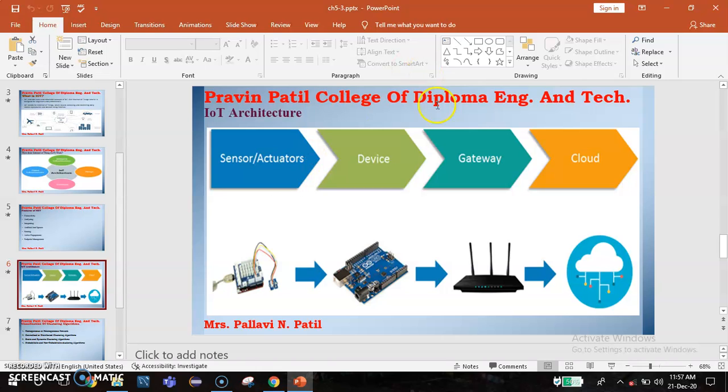Next is gateway and data acquisition. As a large amount of data is produced by the sensors and actuators, a high speed gateway network is needed to transfer the data. This network can typically be a local area network.